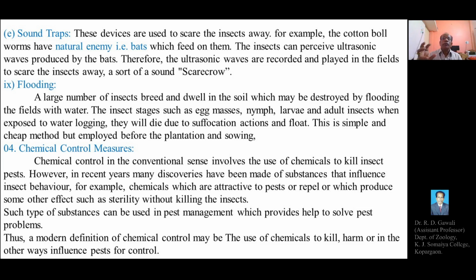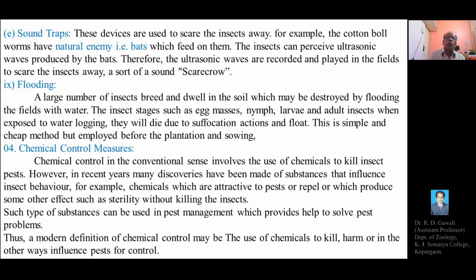These ultrasonic waves are recorded and played in the cotton field, so as to scare away, so as to move away the insect pest like the cotton boll worm. So the sound traps can serve as a scarecrow, producing a sound or ultrasonic waves having a frequency similar to the ultrasonic waves produced by the bats. Ultimately, the cotton boll worms can move away from the cotton field.